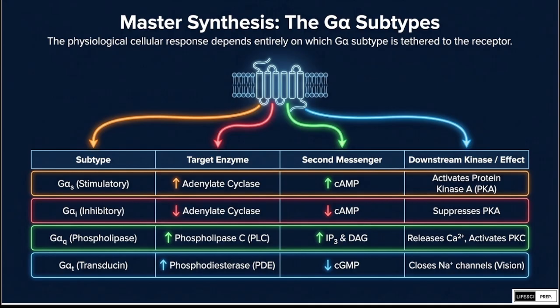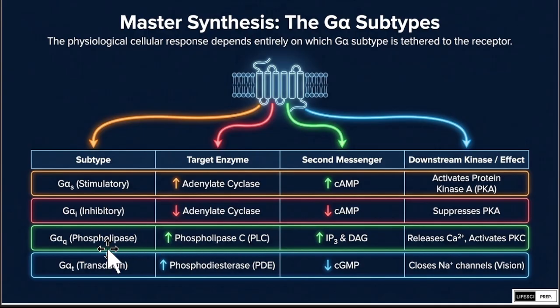Okay, so next. G alpha S actually increases the amount of adenyl cyclase, which solely activates cAMP and thoroughly activates PKA. G alpha I actually inhibits the adenyl cyclase. Due to that, cAMP is reduced, which suppresses PKA.